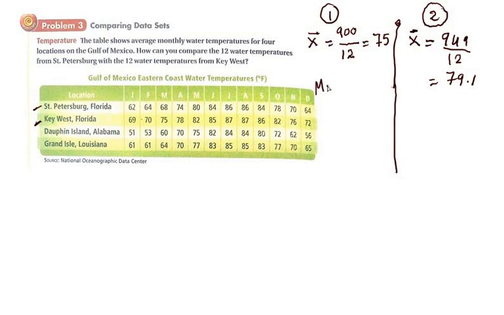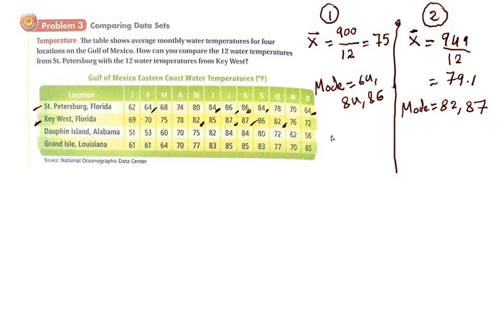Now let's find the mode. For this city, there are 3 modes. 64 repeats twice, 84 repeats twice as well, and 86. So we have 3 modes, 64, 84, and 86. The modes for this city are 82, it repeats twice, and 87, it repeats twice as well. So 82 and 87.